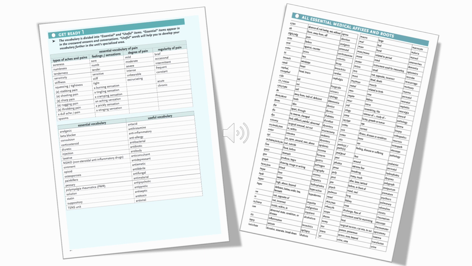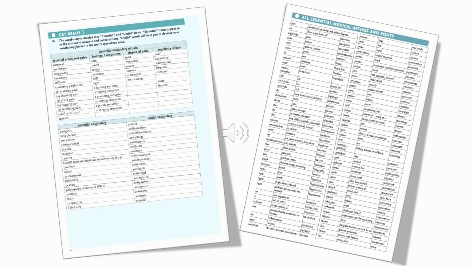At the back of the book, we have a lot of additional resources for students. You can see here the Get Ready vocabulary lists, talking about expressions of pain, and this is the Get Ready vocabulary for Unit 1. It's usually divided into essential vocabulary and useful vocabulary, and of course the online learning system also recycles the key vocabulary.